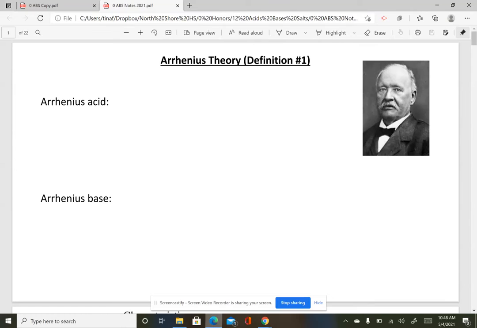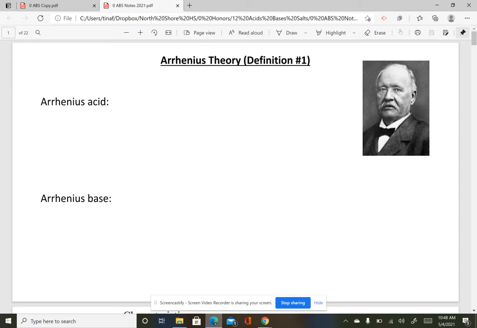Hi guys, so this next unit is about acids and bases, which are more specific ways to classify compounds that we've already studied. So let's start off with the Arrhenius theory. Arrhenius studied acids and bases and their properties, and he came up with these definitions, the reasons why acid compounds have the properties they have and base compounds have the properties they have.